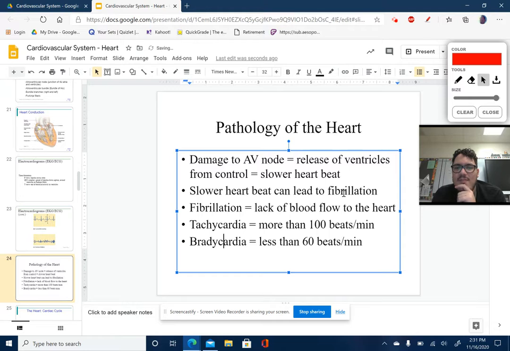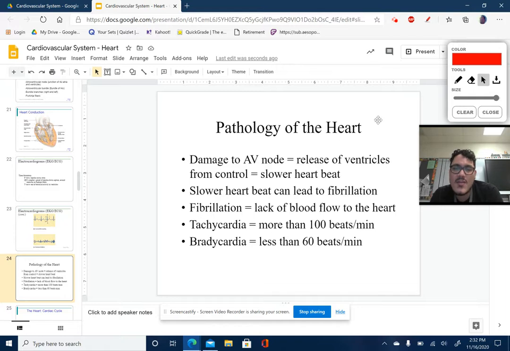All right, damage to AV node. If the AV node gets damaged, it can lead to loss of control in the ventricles, leading to slower heartbeat. A slower heartbeat can lead to fibrillation, and we talked about fibrillation a couple times already, but fibrillation is lack of blood flow to the heart. Not good, right? There are two conditions here that we need to understand, tachycardia and bradycardia. Just make sure you remember the numbers. Tachycardia is more than 100 beats per minute, whereas bradycardia is less than 60 beats per minute.